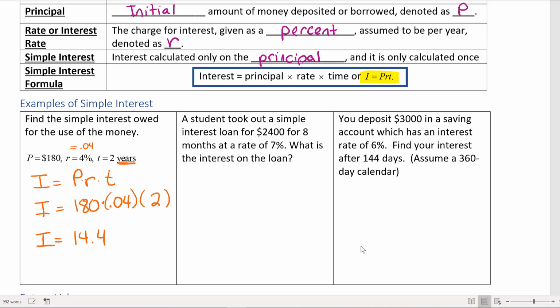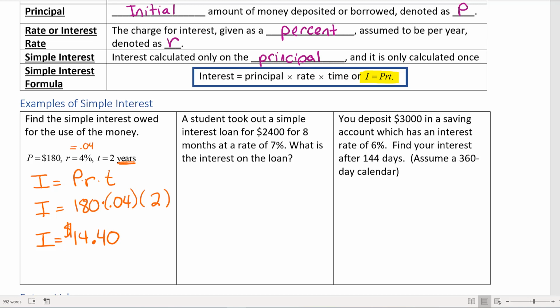So as an interest, this is how much interest you're going to earn. So that's money. So we need to put a dollar sign on it and make sure you have 2 places after the decimal for cents. So this is $14.40 that you're going to be paid for letting someone use $180 for the 2 years. Now, it could be you're borrowing the $180 for 2 years, and then you'll owe not only the $180 back, but you'll also owe the $14.40 in interest.